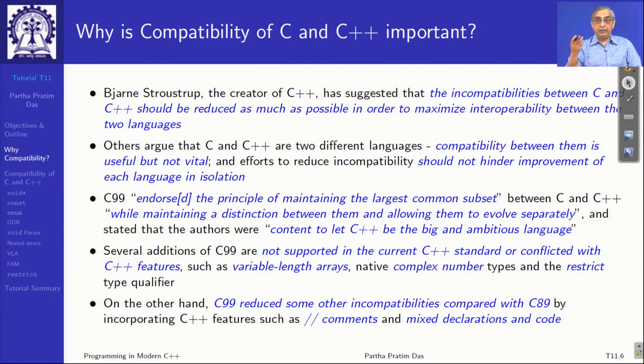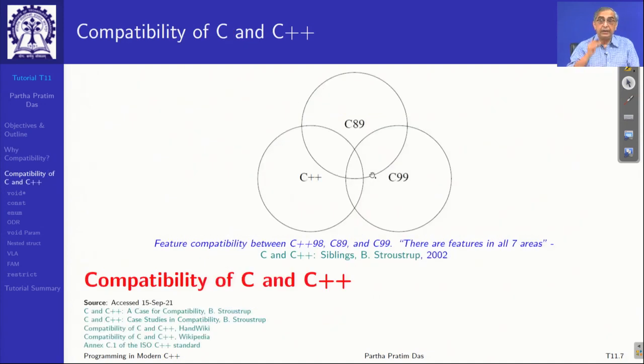Of course, there is a counter view to this, from those who think that they are different languages and compatibility between them is useful, but not vital, because each of these languages has its own philosophy, and the more you make them compatible forcefully, the more their philosophy gets compromised and so on. So, there have been different such views, and also the support of different dialects of C in the corresponding dialect of C++ has not been uniform, right. So, it is important to understand what these are.